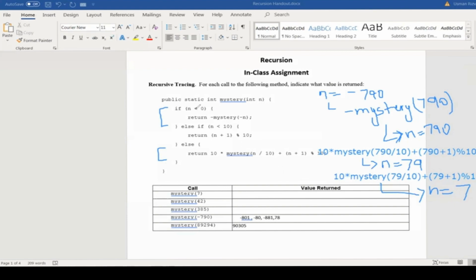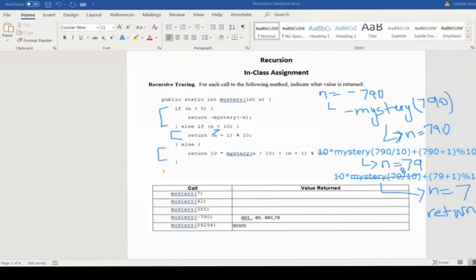7 comes in here. It's not less than 0. We don't go in there. It is less than 10. So we go into this base case. So now 7 gets plugged in right there. 7 plus 1 is 8. 8 mod 10 is 8. 8 gets plugged in here. Now we backtrack all the way to the top. So 8 gets plugged in there.